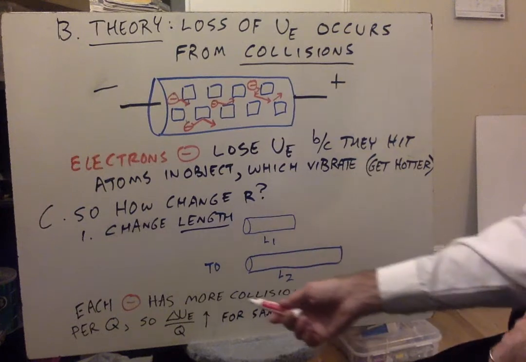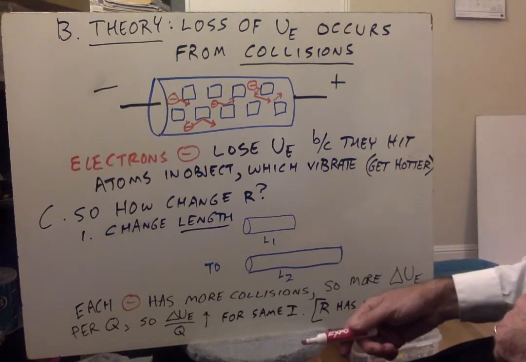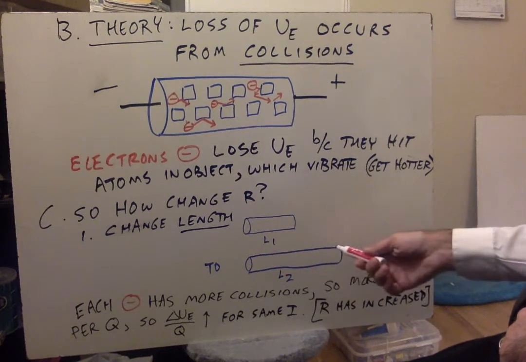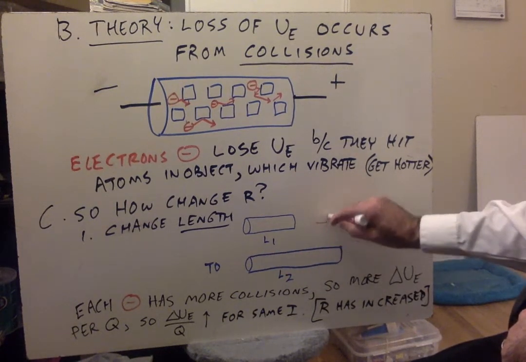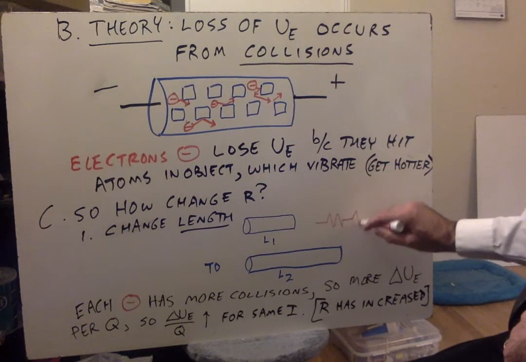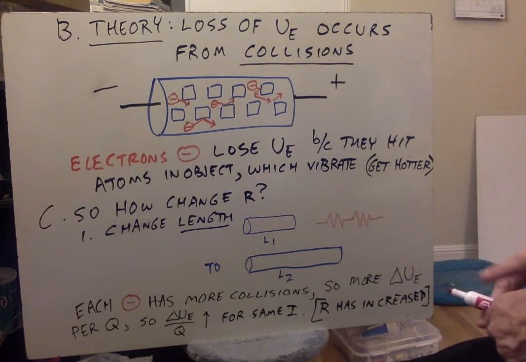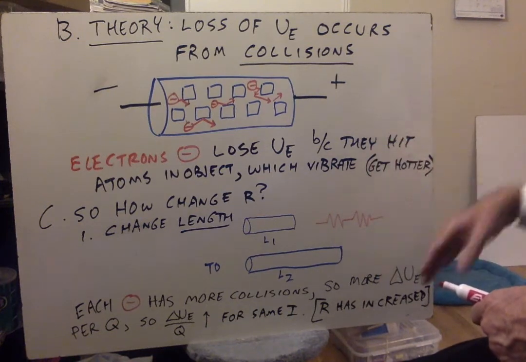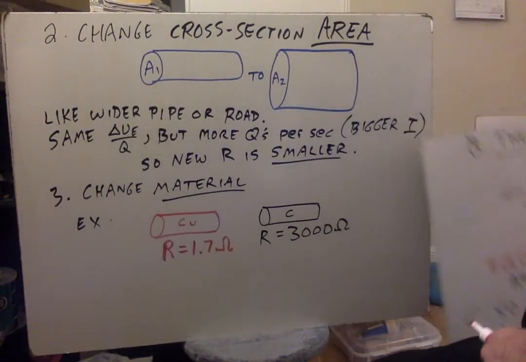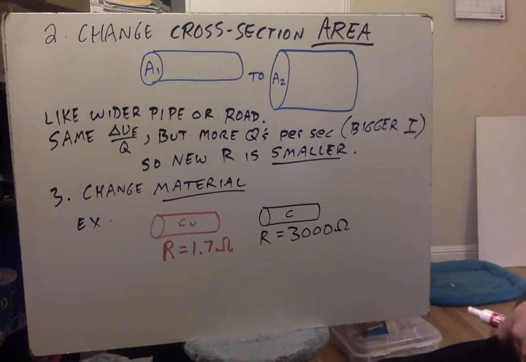If you run the same current through it, you get a bigger loss of electrical energy per charge. So that means we've increased the resistance by making this longer. This is also like taking an original resistor and making it longer is like adding a resistor in series. It makes the total resistance bigger. Right? So if you thought of that, you can see what would come next.